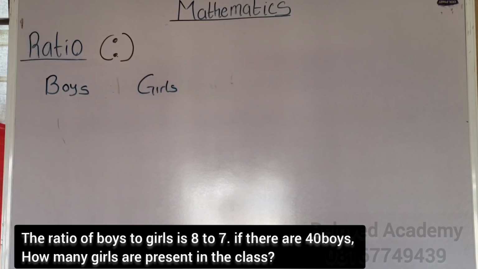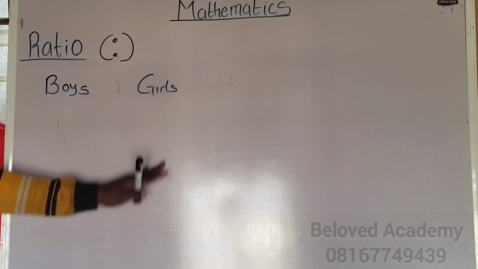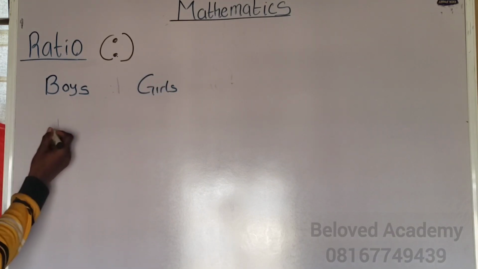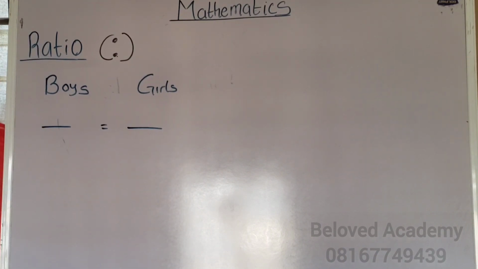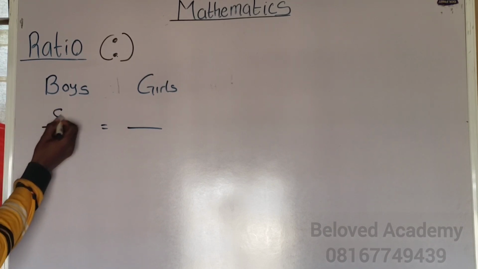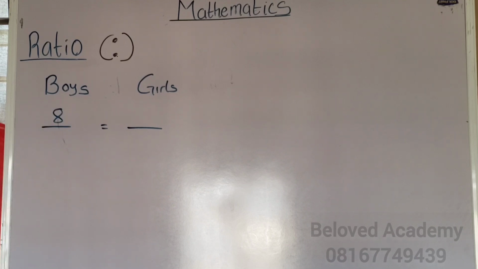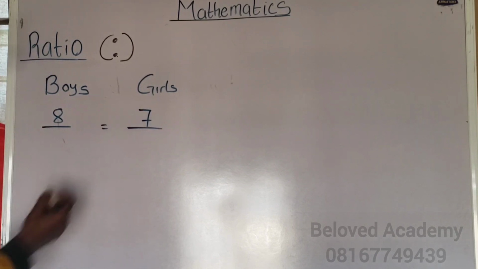We want to put it in fraction, and also put the information relating to boys on one side and the information relating to girls on the right hand side. So let me put fraction. Please just pay attention, you are going to understand. Now we are given that the ratio of boys to girls is 8:7. That is, boys is 8, because boys came first, and girls is 7. Do you understand?